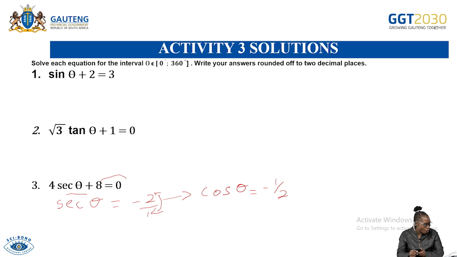It means when I have that as negative, it will give me 120, but I'm looking for my reference angle. So my reference angle is going to be shift cos of one over two. It means I will have my reference angle as 60.